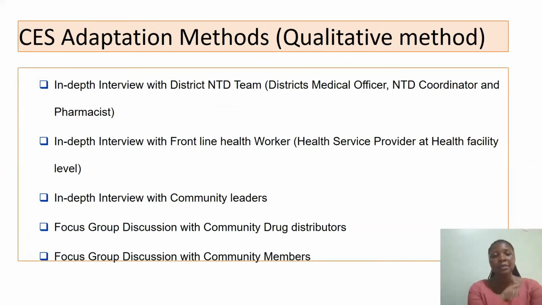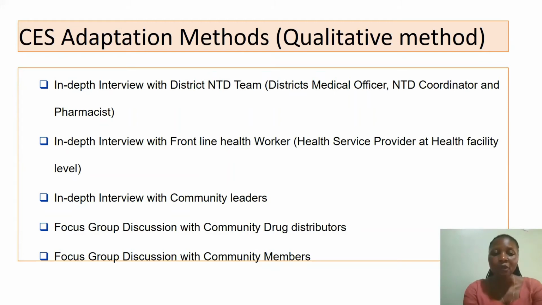The CES adaptation methods which were used were, one, in-depth interviews with the district NTD team, and this included the district medical officer, the NTD coordinators, and also the district pharmacist. We also conducted in-depth interviews with frontline health workers at the health facility level. We also conducted in-depth interviews with community leaders or influential personalities at the village level.